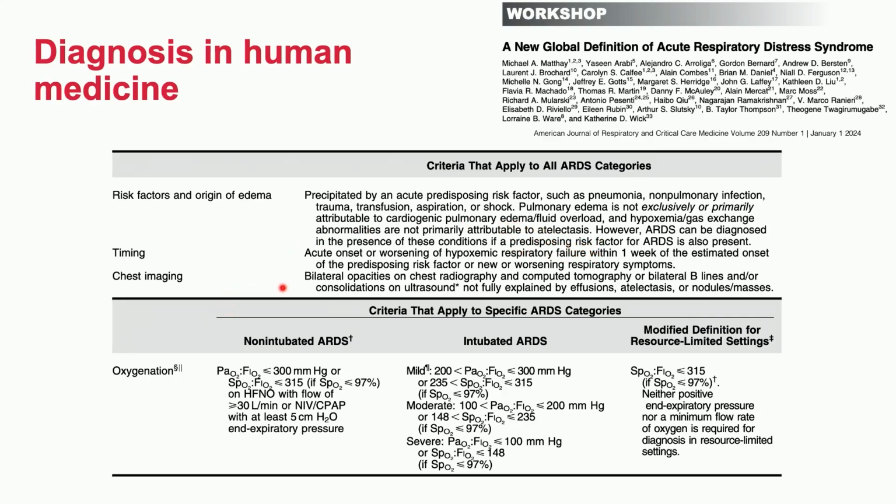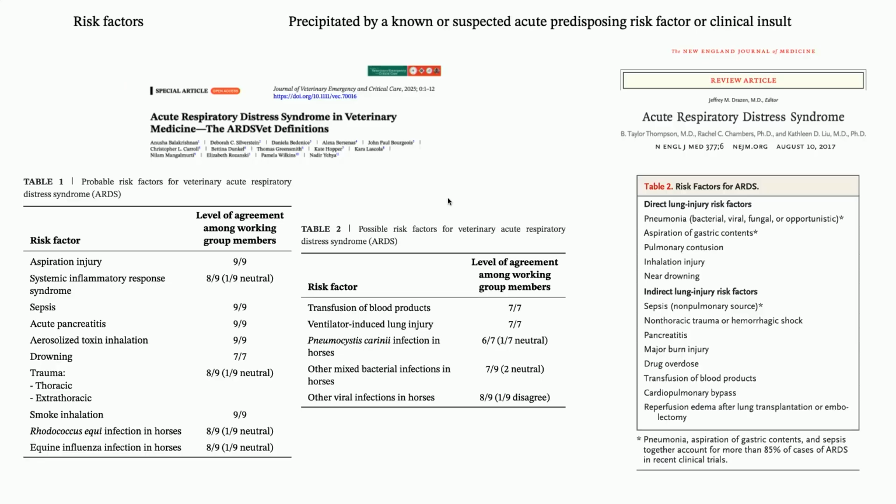It still talks about finding bilateral findings on chest imaging, and then there's different categories for looking at different impairment of oxygenation. So let's just go into a little bit more detail on what we might actually identify in our patients to be able to meet each of those criteria for the clinical diagnosis. So risk factors for a start.